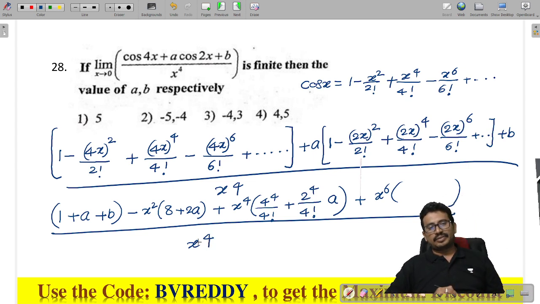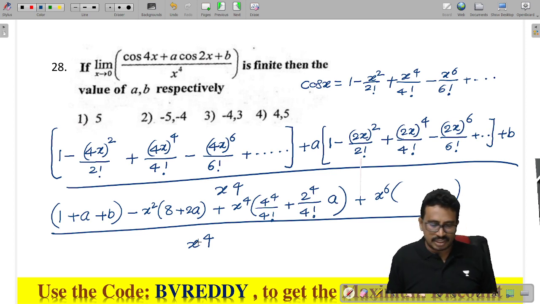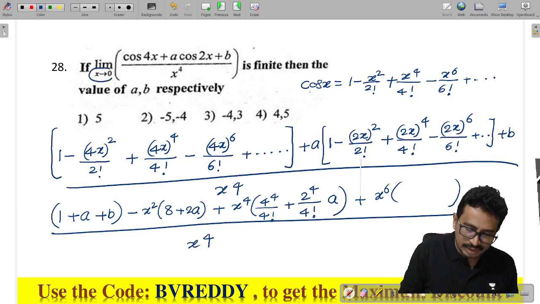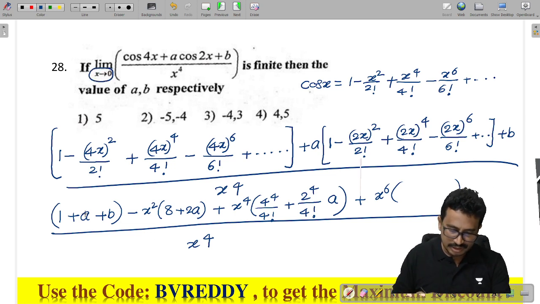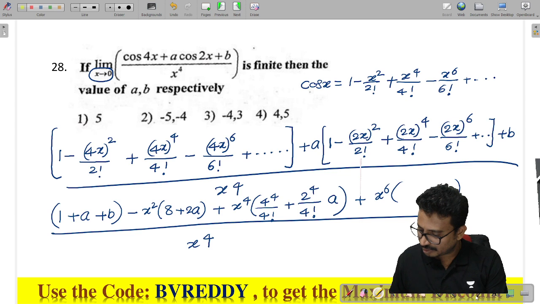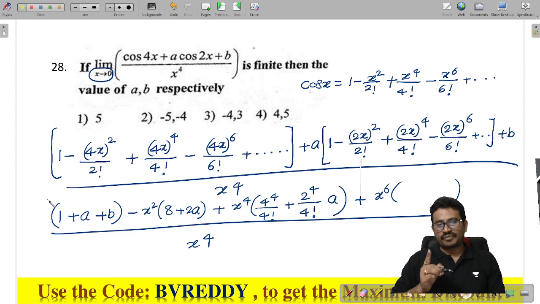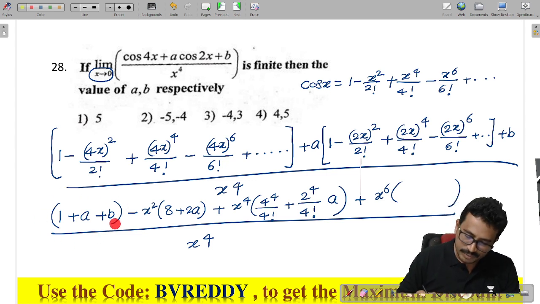Now they are saying that this term must be finite. What they are saying is this term must be finite. The reason is, if you see carefully here, the limit x tending to 0. Here this is a constant term, and here this is also a constant term, right? If I replace x with 0 here, this term will become infinite. But they are saying this is finite, which means this term will become 0.